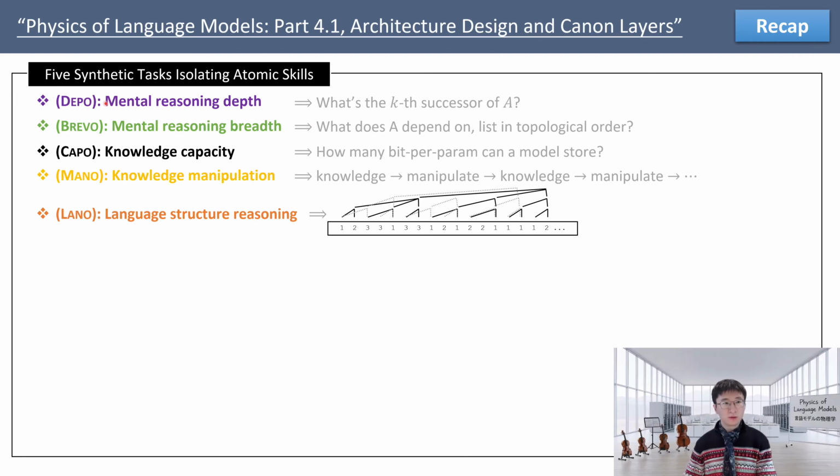In the previous video, I introduced the 5 synthetic tasks. Each one of them isolates one different atomic skill that we hope the language model to be able to perform. We want the model to reason deep, we want the model to reason broad, we want the model to hold enough pieces of factual knowledge, we want the model to be able to perform multi-hop knowledge-based reasoning, and we want the model to be able to do structural reasoning. So those are 5 different tasks.